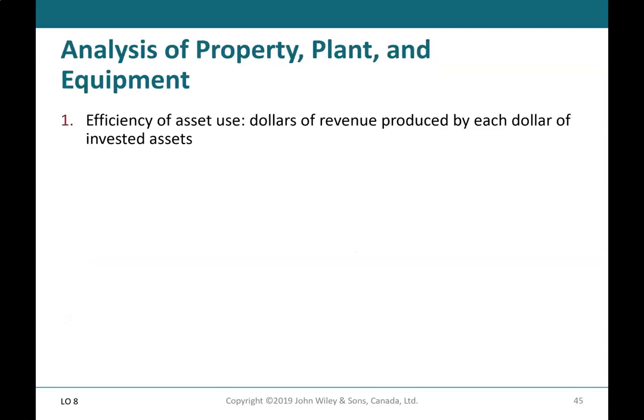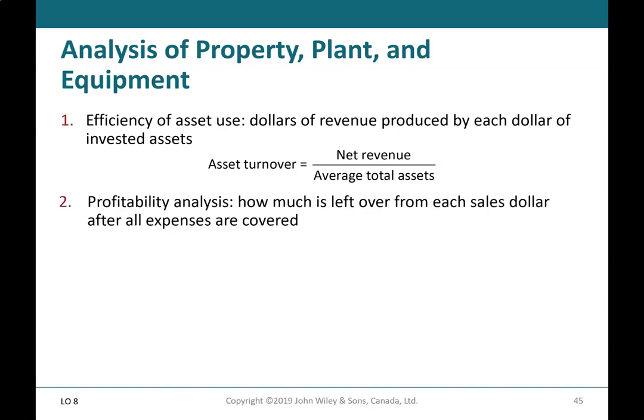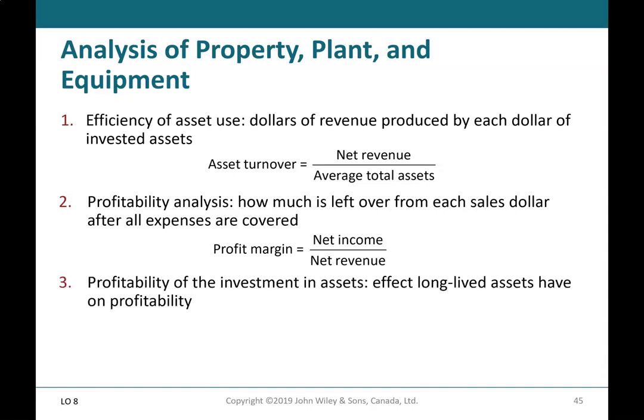Analysis of property, plant, and equipment. 1. Efficiency of asset use. Dollars of revenue produced by each dollar of invested assets. So the asset turnover equals net revenue divided by your average total assets. Profitability analysis. How much is left over from each sales dollar after all expenses are covered? That's the profit margin percentage, which equals net income divided by net revenues.